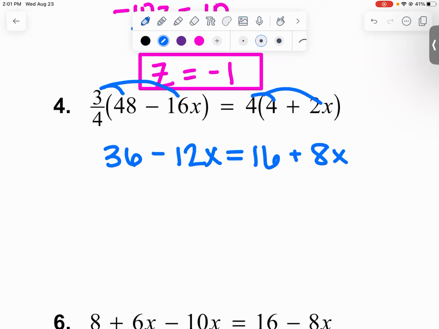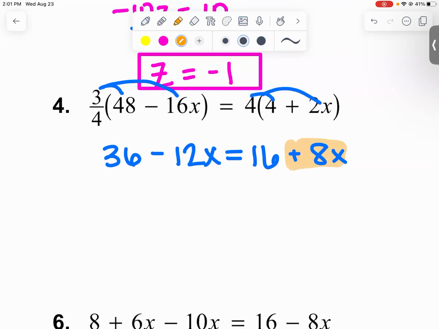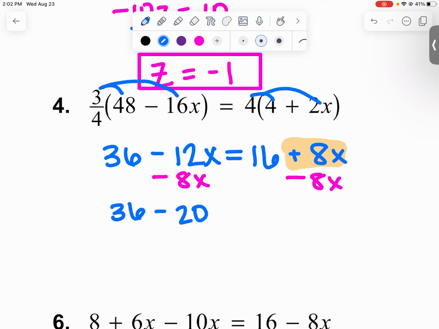Now you get to decide which side of the equation you want the x's. It feels to me like a lot of you really liked the left side. It doesn't matter, okay? But if you want to keep it on the left side, that's fine. So if we do that, how do I get this +8x over to the other side? We would need to subtract 8x. So we have 36 minus 20x equals 16.